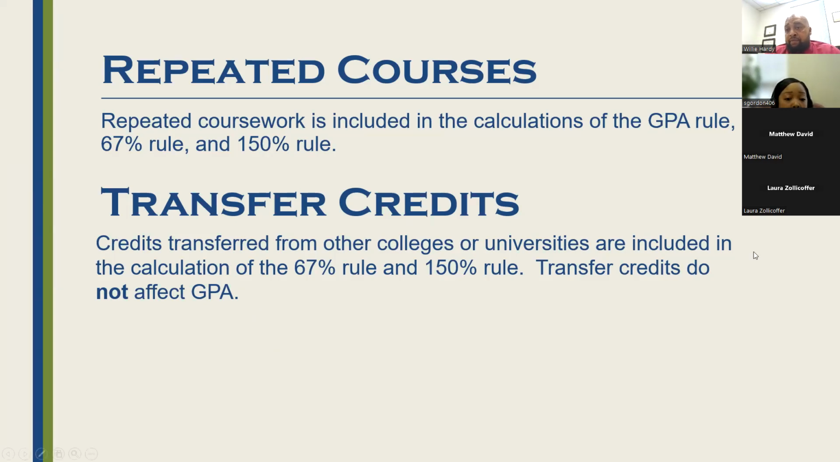Transfer credits transferred from another college or university are included in the calculation of the 67% rule and 150% rule. Transfer credits do not affect the GPA.